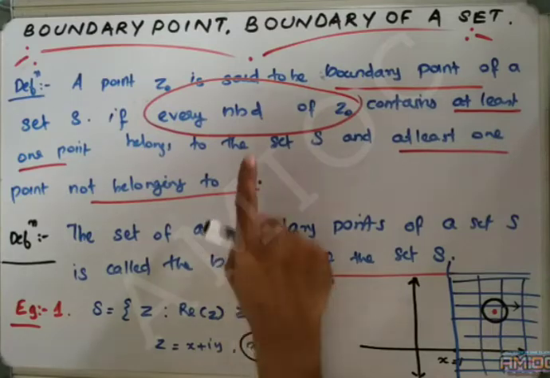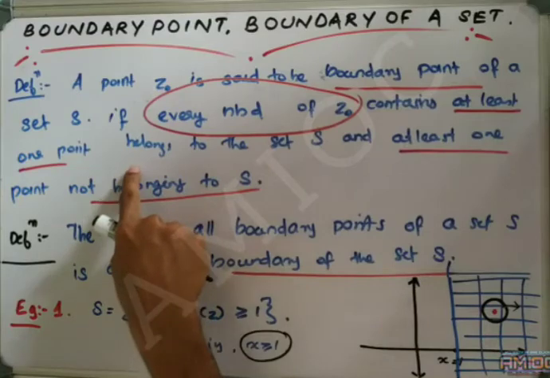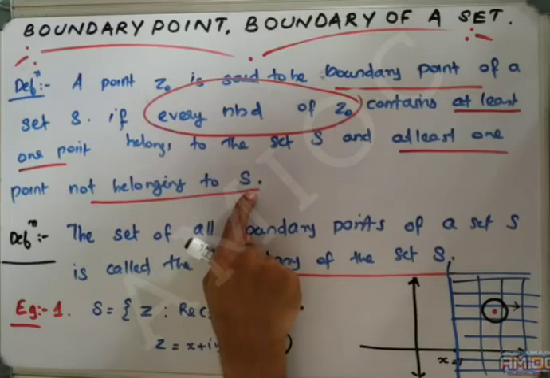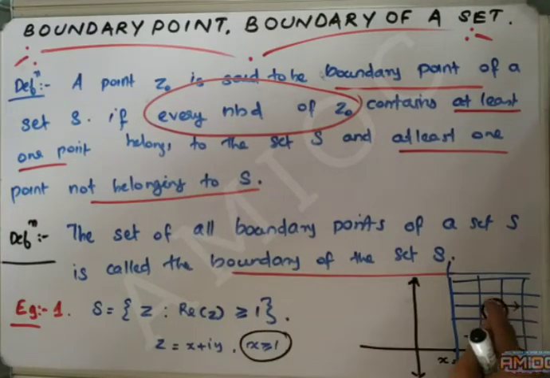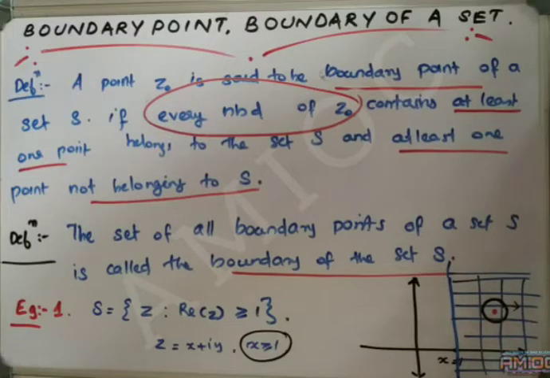That means every neighborhood of Z0 contains at least one point that belongs to the set S and at least one point that does not belong to the set S. Here we can find a neighborhood not satisfying this property. All the points inside this neighborhood are points inside the set S. There does not exist any point that does not belong to the set S. Therefore, this point is not a boundary point of the given set S.